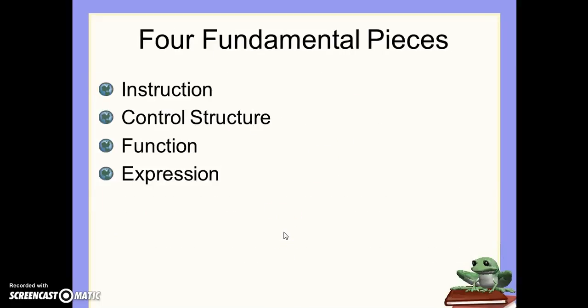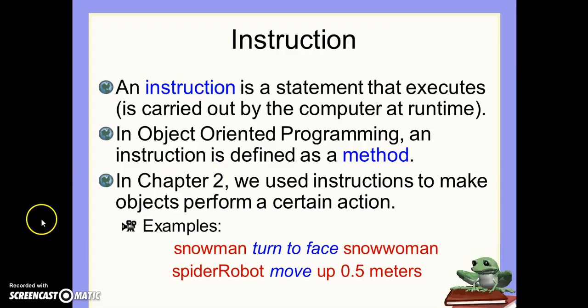There are four fundamental pieces when it comes to constructing a program. There is the instruction, there is the control structure, which we talked about a little bit in Chapter 2, then there's the function and the expression, which we will be talking about here in Chapter 3. The instruction element is a statement that's going to execute. This is carried out by the computer at runtime.